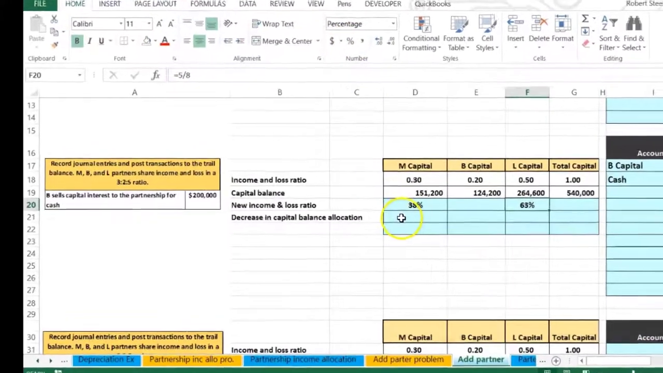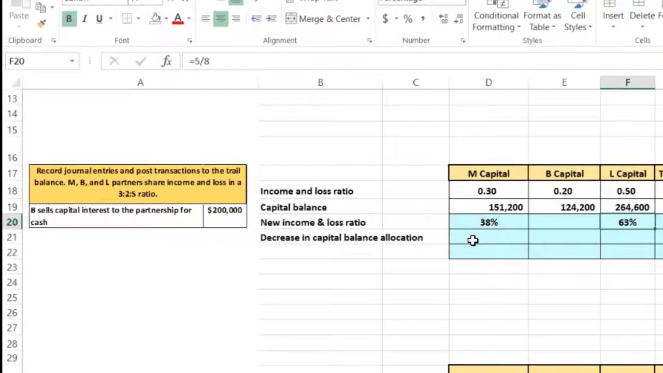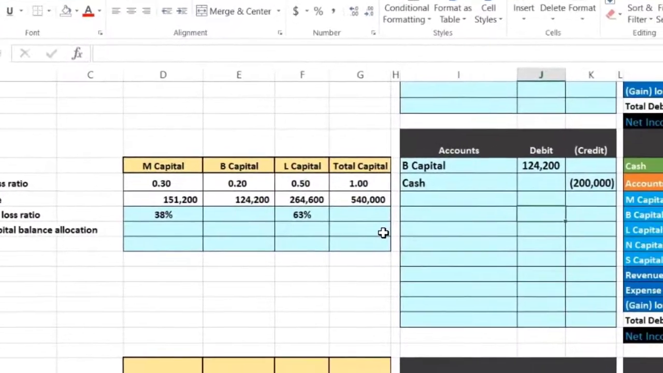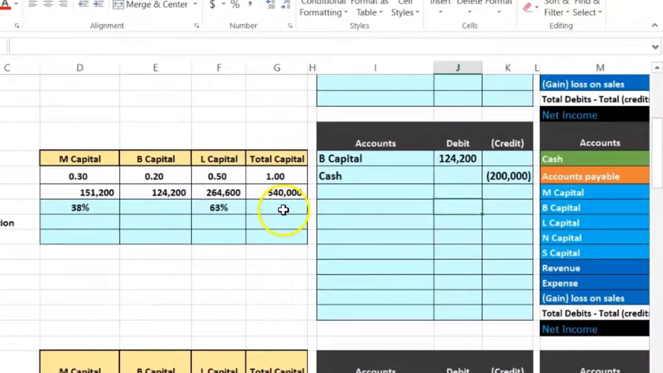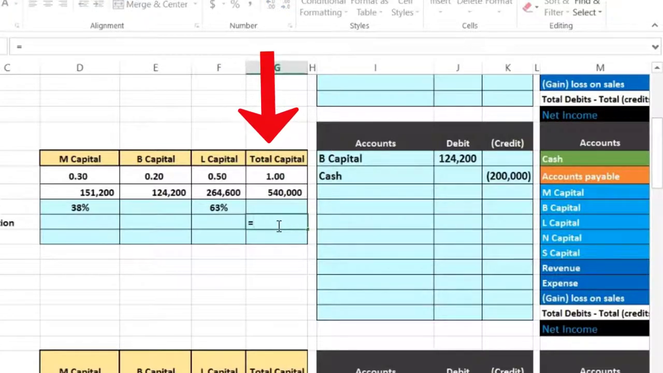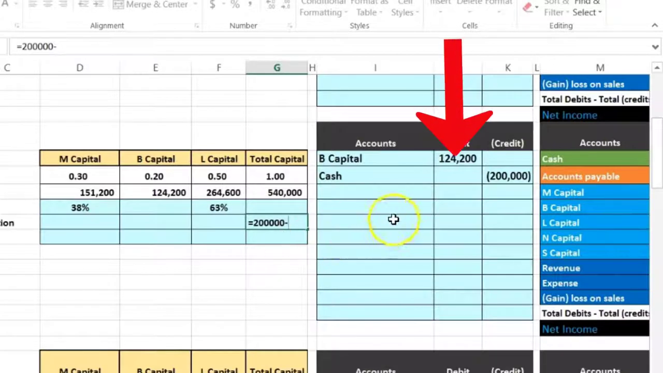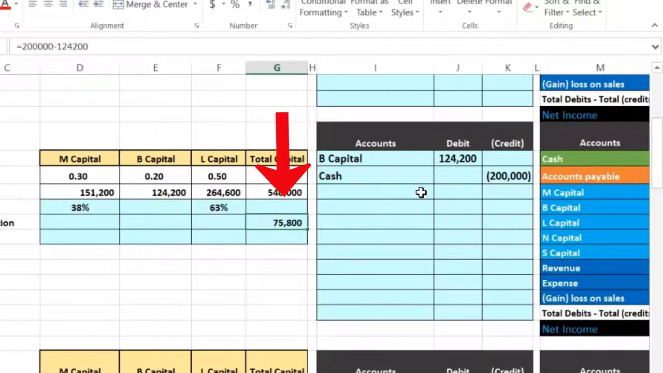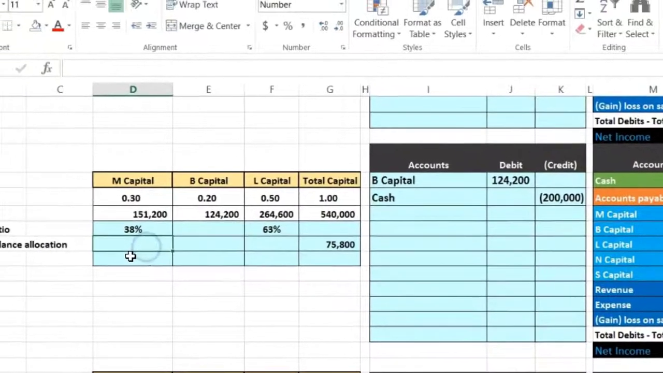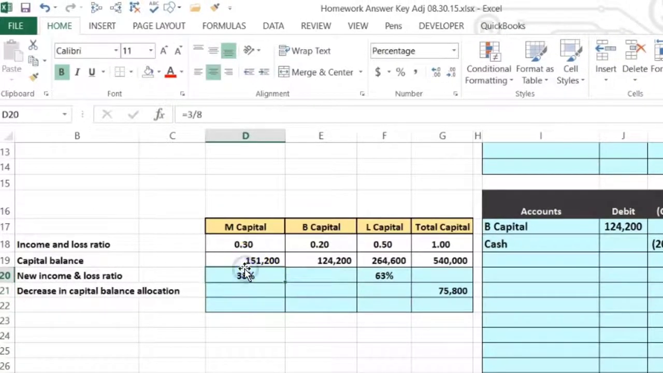There we have that. So we could break that difference out in that format. Now, what's the difference going to be? The difference we need to break out, it's going to put that here, equals the 200,000 minus the amount in the capital account, which is this 124,2. That's the debit we're going to need in order for this journal entry to be in balance.